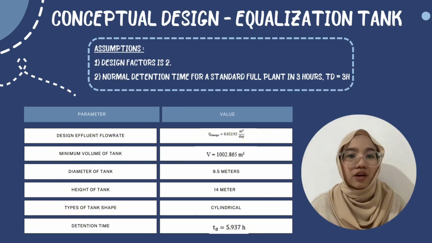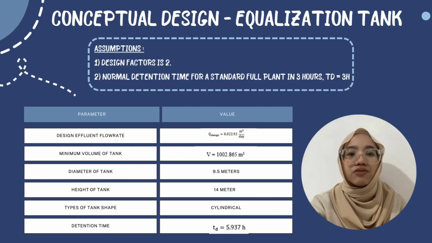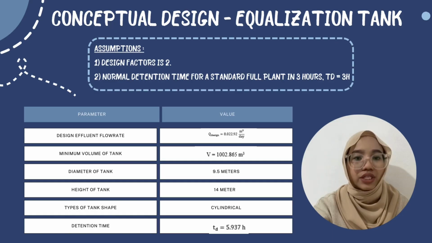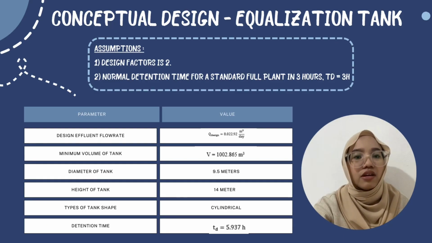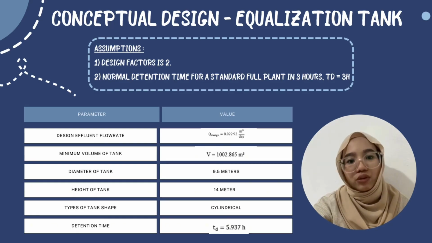Now we look at the design parameters. The effluent flow rate has been calculated, leading to a minimum tank volume of 1002.865 m3. So the tank is designed with a diameter of 9.5 meters and a height of 40 meters, and its shape is cylindrical, which is a common design for efficient mixing and space utilization. Finally, the actual detention time for the design is 5.937 hours, meaning that the wastewater will stay in the tank for nearly 6 hours before moving to the next stages.